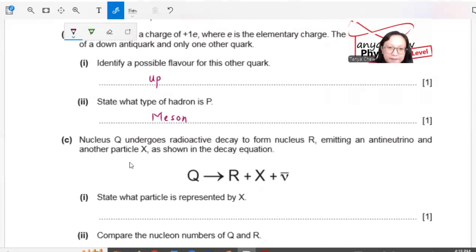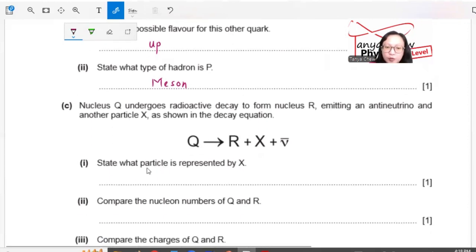P is called a meson. Nucleus Q undergoes radioactive decay to form nucleus R, emitting an antineutrino and another particle X, as shown in the decay equation. State what particle is represented by X. The antineutrino is emitted along with X, which is related to 0, -1. That is called an electron or beta negative particle.